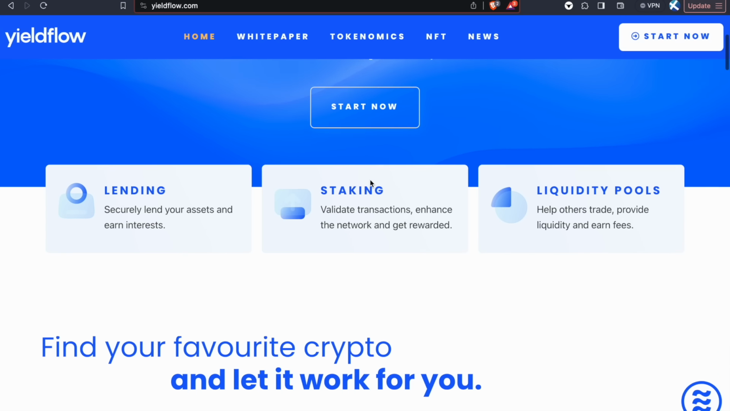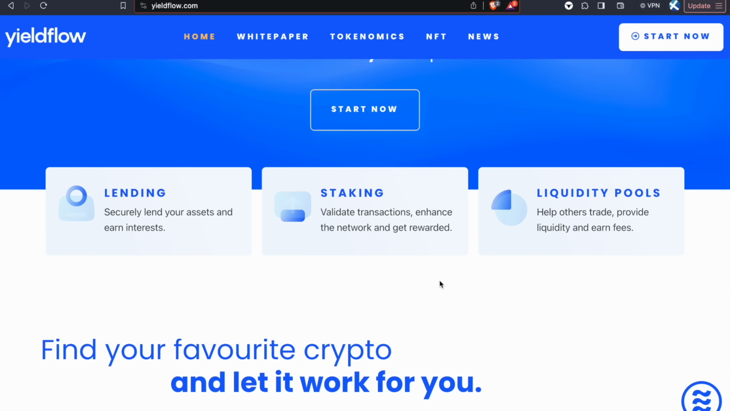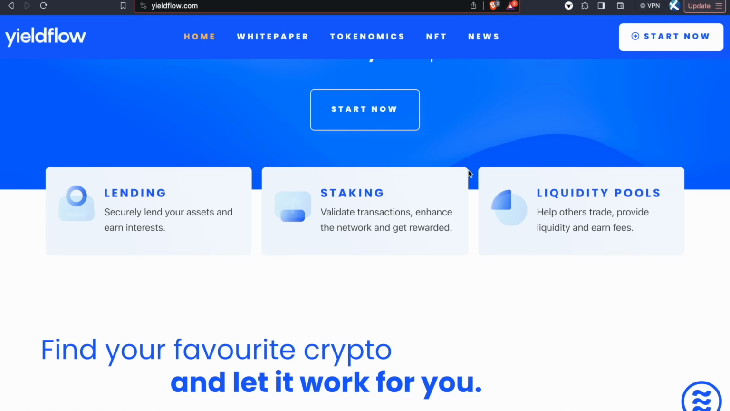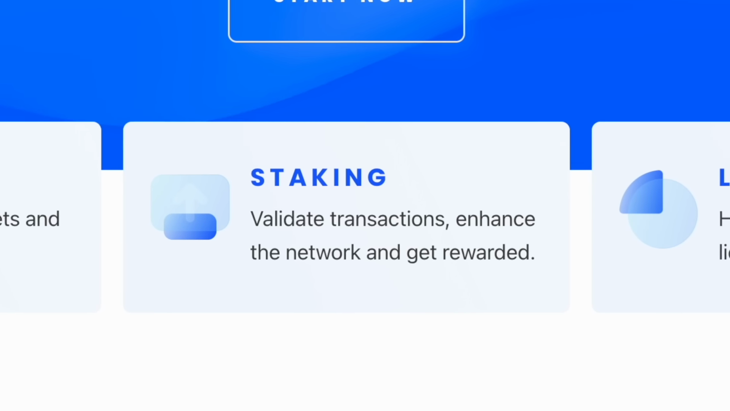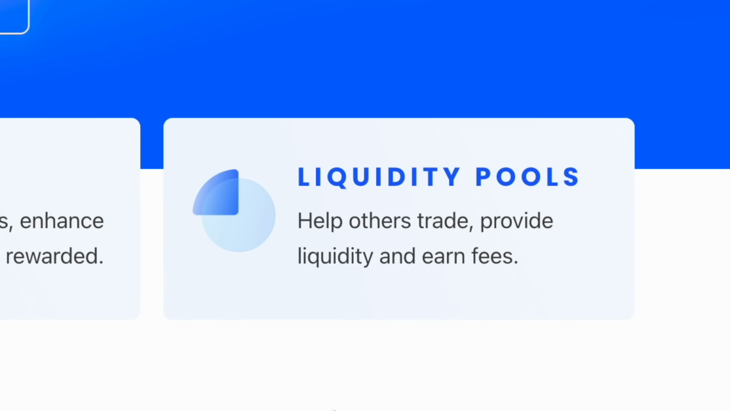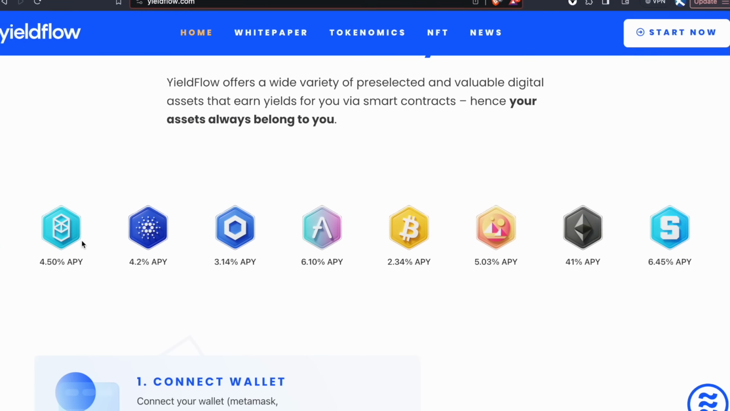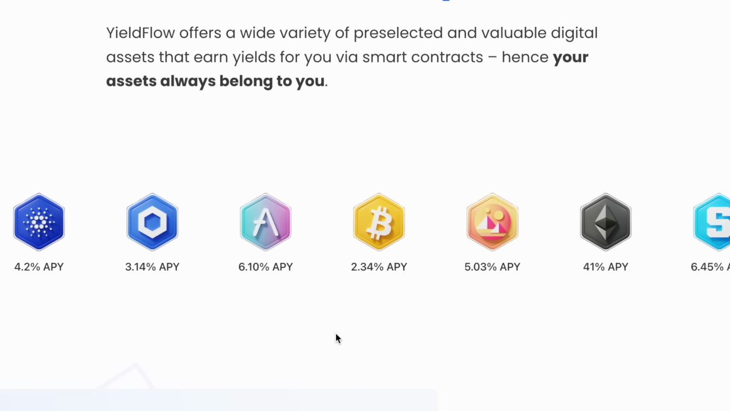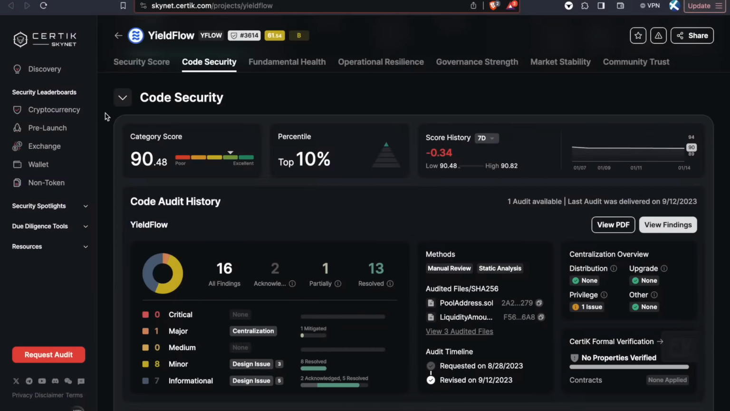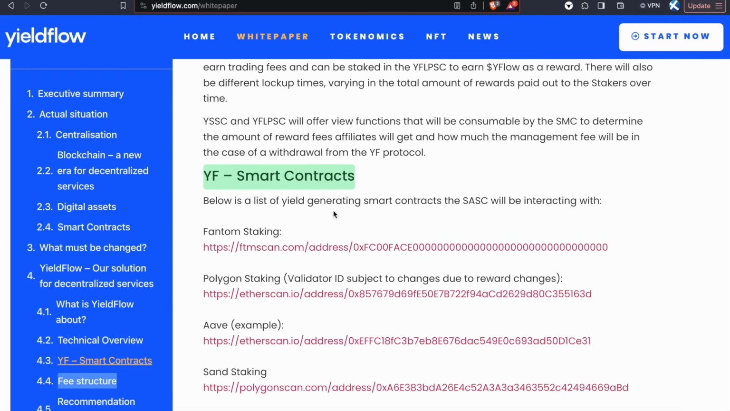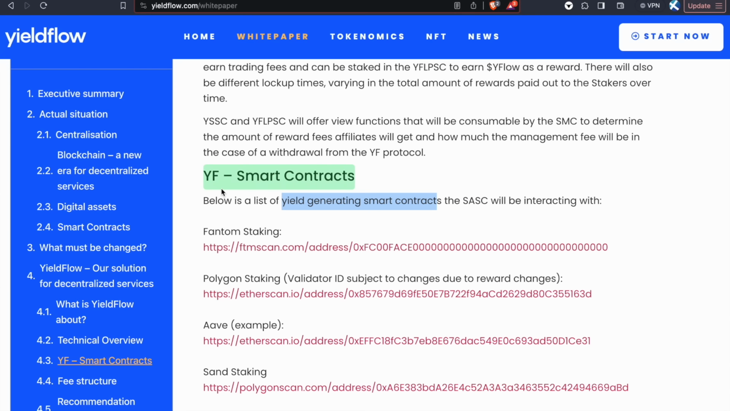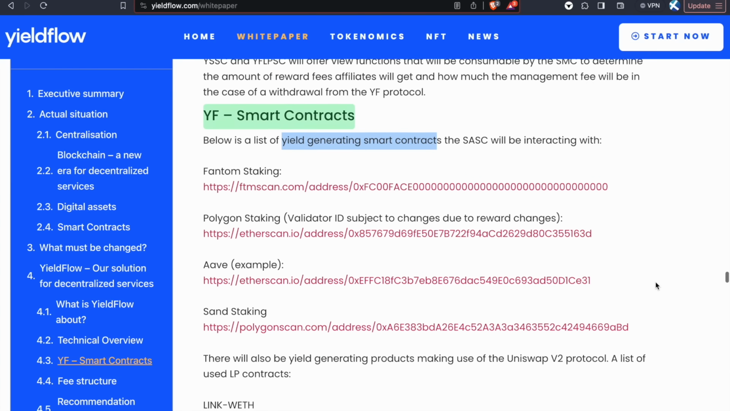And before we get to the walkthrough, the three main services they provide are lending, securely lend your assets to others and earn interest, staking, validate transactions, enhance the network and get rewarded, and liquidity pools, help others trade by providing liquidity and earning fees. And any on-chain staking protocol they tap into or liquidity pool protocol they tap into, not only is their code audited by Certik, which I like, but also any yield-generating smart contract that YieldFlow taps into is listed publicly for all to see.